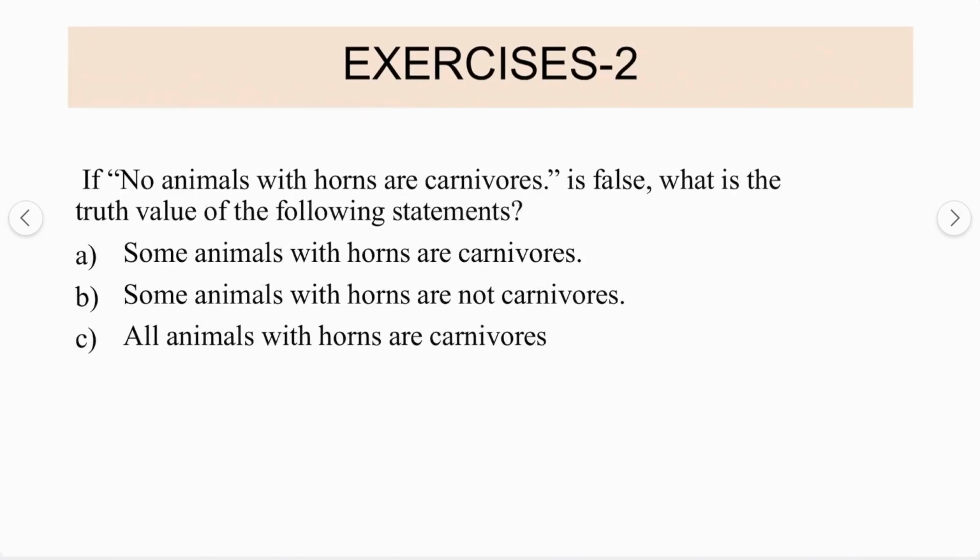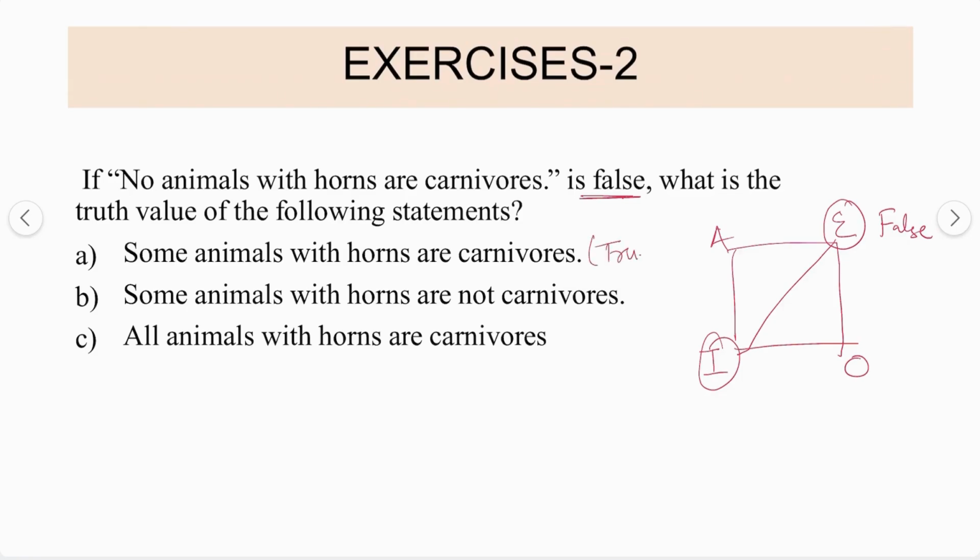Okay. So let's move to the second question. Now I have taken another case where the E proposition is false. Now what will happen if the value of the E proposition is false? Let's again draw the table. So A, E, I and then O. E's value is false. So in this particular case, if the E proposition is false, we know that the I proposition, which is some animals with horns are carnivorous, is true. But again we cannot determine the value of the A and O propositions. So again for the propositions A and O, we cannot determine the value. So you will write undetermined in both cases.